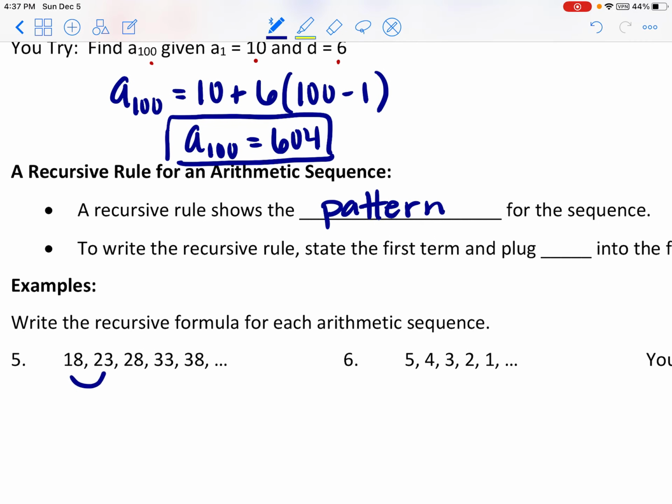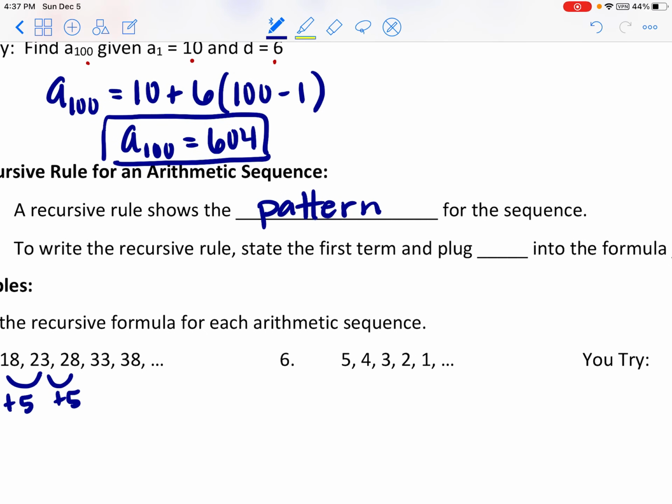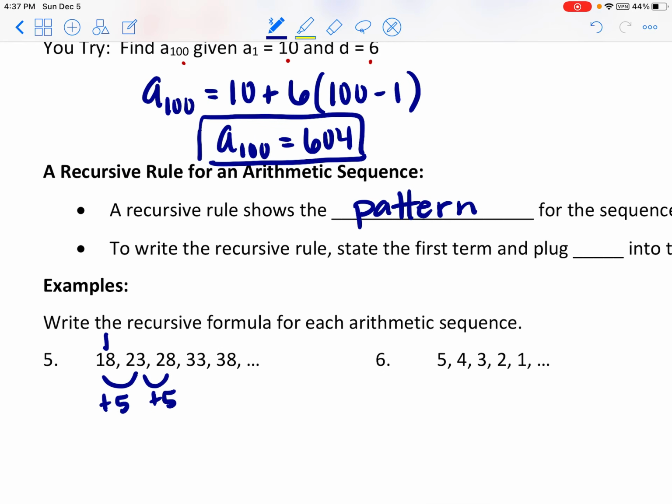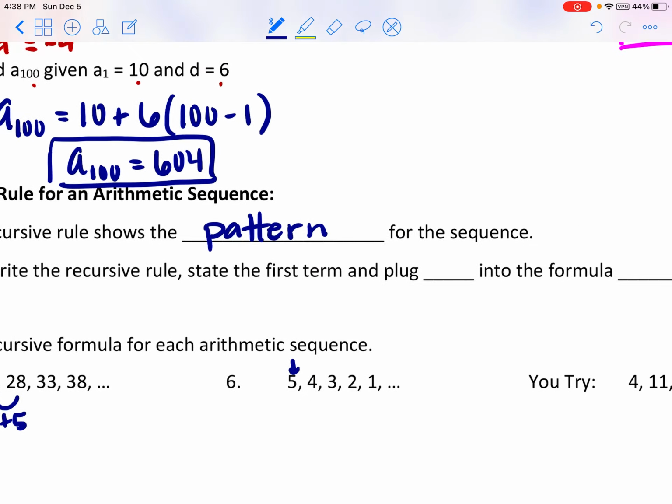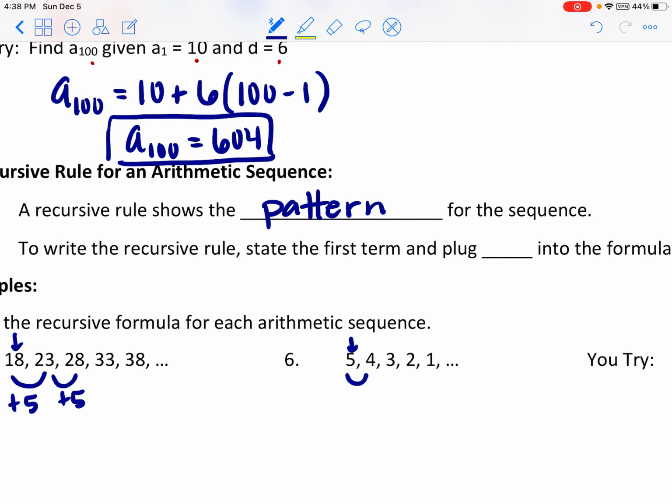So for example here, this pattern is, well, let's add 5, right? We're just adding 5 each time. And so to write this recursive rule, the only thing that's going to change from one arithmetic sequence to another is where the sequence starts. Like this one starts at 18, or this one starts at 5, or this one starts at 4. So we have to make sure we identify where our sequence starts, and then the common difference can vary. So the common difference here is 1, and negative 1.